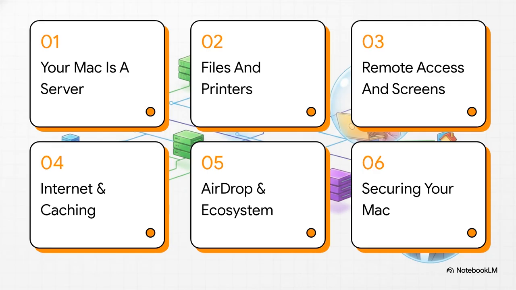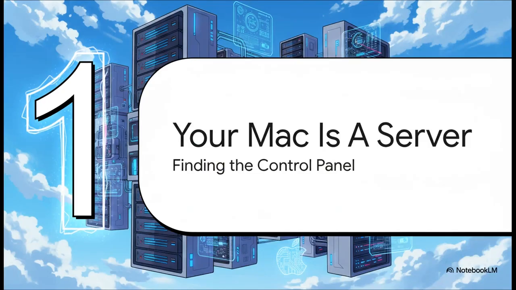Here's our roadmap. First, your Mac as a server. Second, sharing files and printers. Third, remote access and screens. Fourth, internet and caching. Fifth, AirDrop and the ecosystem. And finally, securing your shared Mac. Let's get right to it. First things first, Section 1.